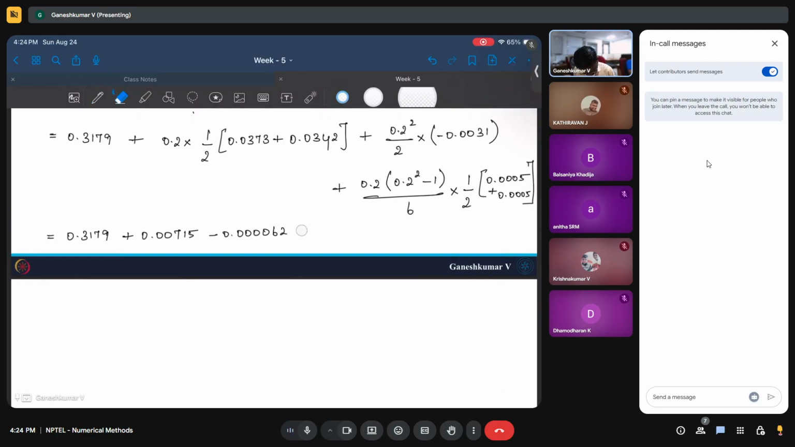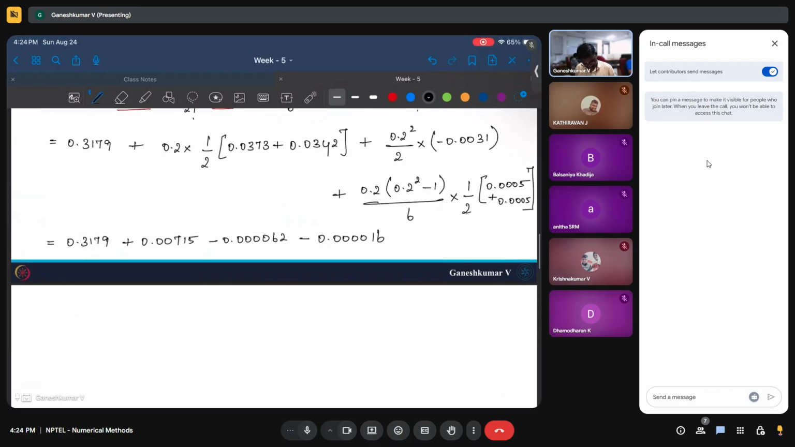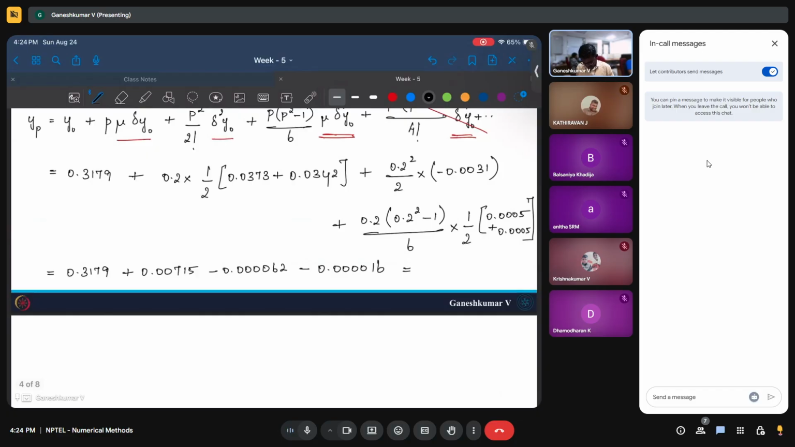This is also negative, 4016. Okay, how much is this? 0.3179 plus 0.0000715 minus 0.4062 minus 0.4016. This is something like 0.3249.